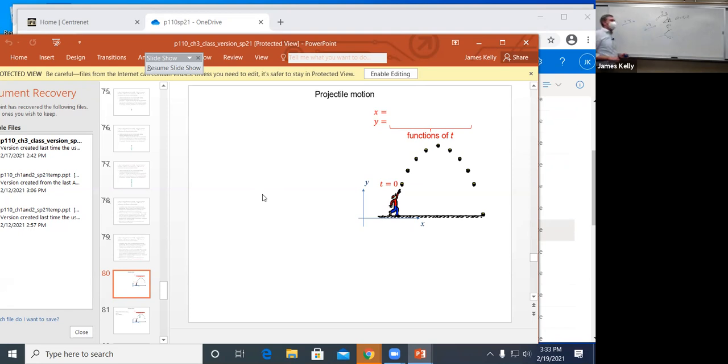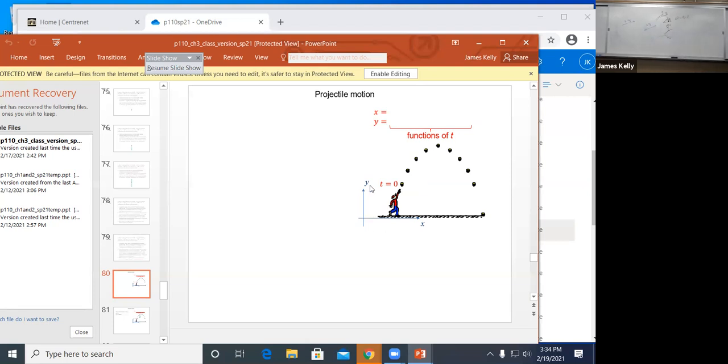Okay, so here's someone tossing a ball up in the air at t equals 0, maybe when it's just left the person's hand, and as time goes on, it goes up and it goes down. Is it clear that x and y are going to be some functions of t? They're going to be a function of time. x and y are going to change as time goes on. I've defined some x and y axes here, right?